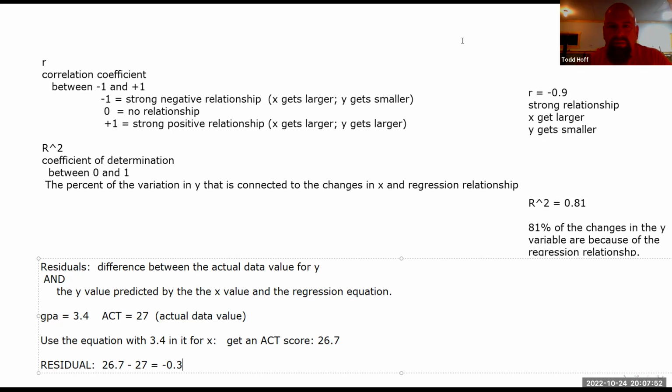I see some stuff in the chat. Let me stop sharing and I'll get to the chat. So the R squared is the percent that is predicted. So the R and the R squared are not connected to the residuals. I will say the bigger the residuals are, the smaller your R value or your R squared value will be, but there isn't any way to really connect them.